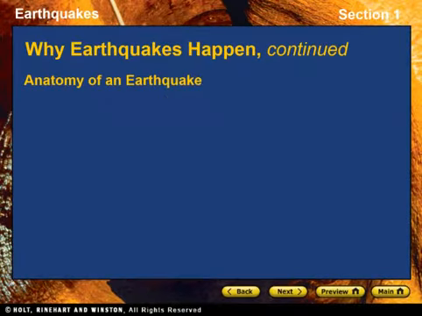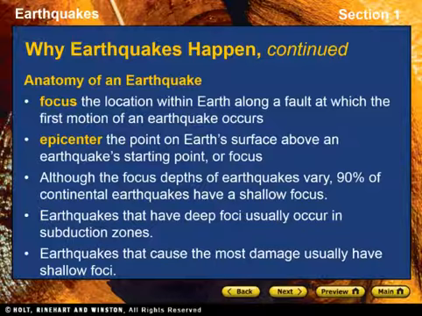Thank you, Robot Lady. Now, let's start to look at earthquakes and the different parts of an earthquake, the anatomy of an earthquake. First, we have the focus. The focus is the location within the earth along a fault at which the first motion of an earthquake occurs. Now, I'll tell you right now, focus is the singular form of this noun. You have one focus, but the plural form of this noun is foci. If you're talking about one focus, then you can talk about two foci.